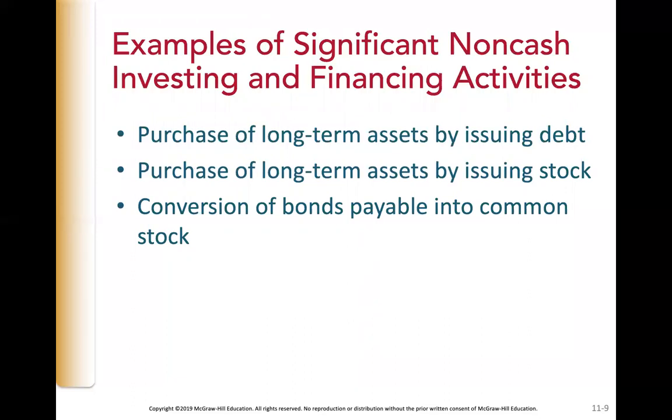Conversion of bonds payable to common stock. You would be paying off the bond payable by issuing common stock. So your debit would have been to bonds payable and your credit would have been to common stock. We've had significant changes in those accounts, but no cash was involved. Exchange of long-term assets. You exchange one truck for another truck. There might be a big change in your long-term asset account, but no cash was actually involved.